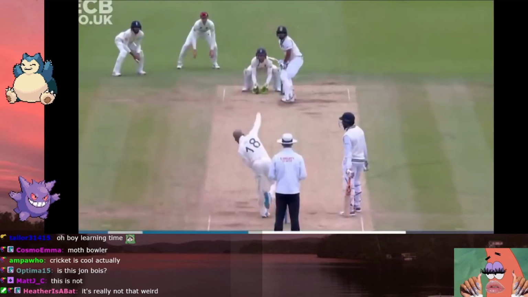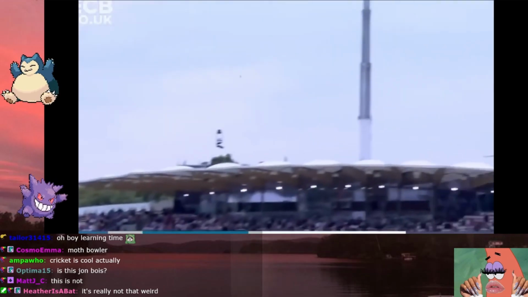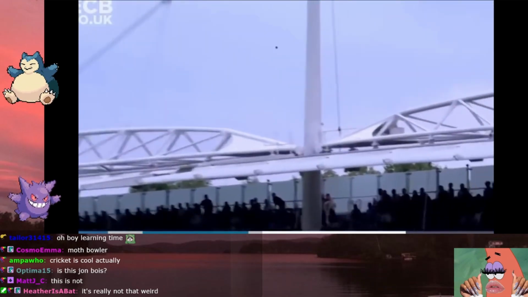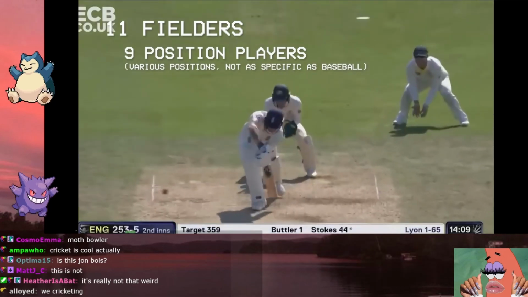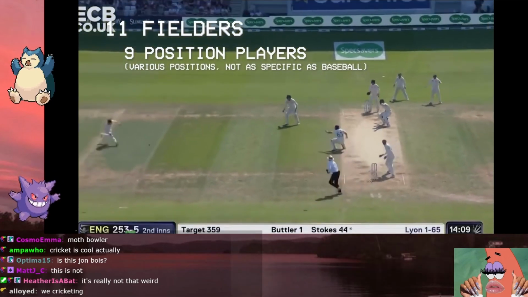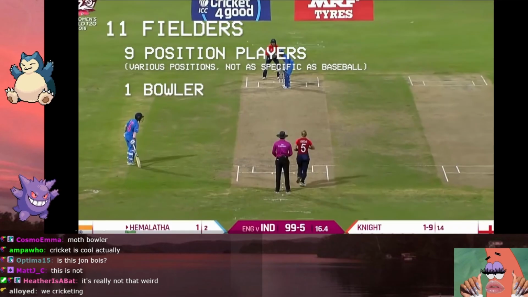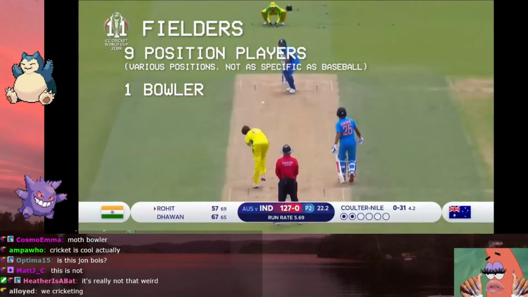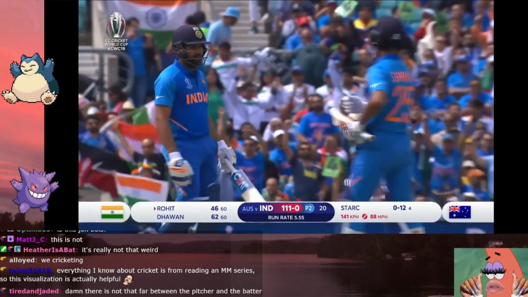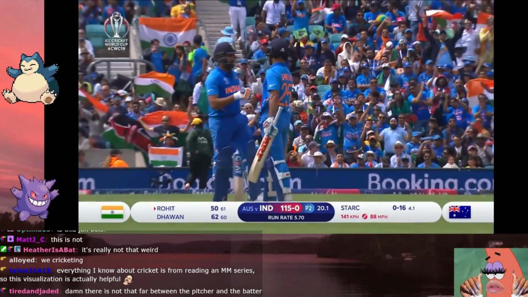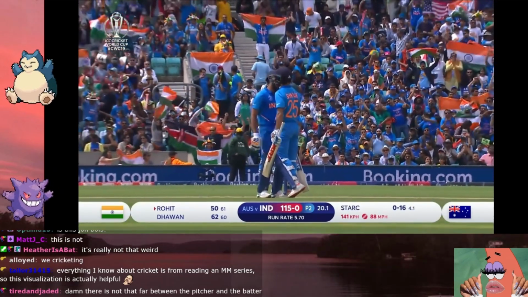Basic gameplay. So cricket is a game played between 2 teams of 11 players. When a team is fielding, all 11 of its players are on the field at the same time. 9 players are out in the field at the various positions, and then there's 1 bowler, who is basically the pitcher, and 1 wicketkeeper, who is basically the catcher. And then the team that is batting has 2 players at bat at any given time.